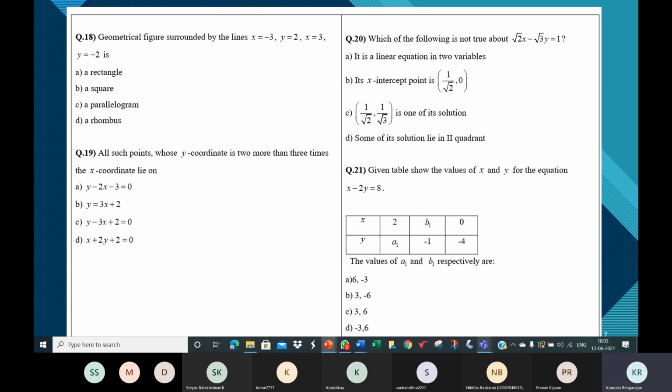And in the standard form, it could be 3x minus y plus 2 is equal to 0. Or y minus 3x minus 2 is equal to 0. Just taking everything to one side.